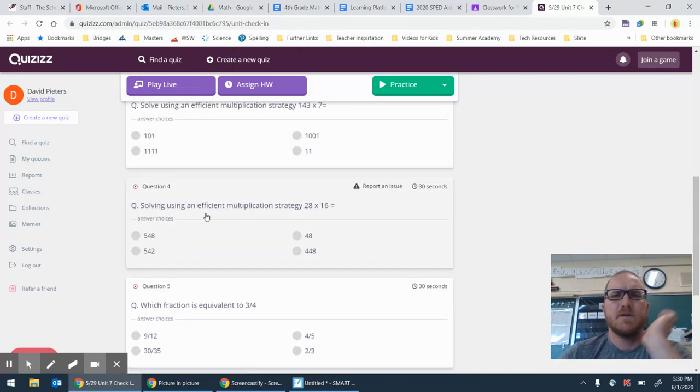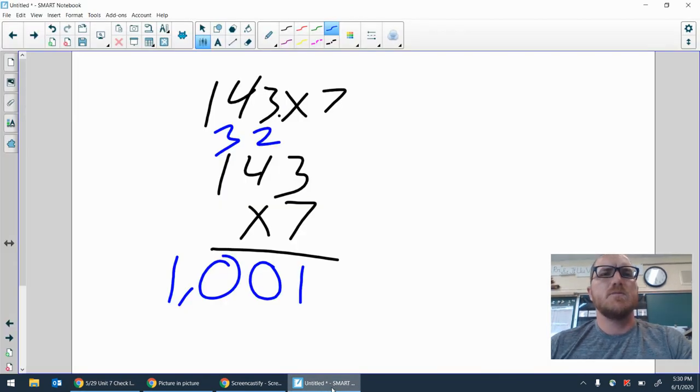Solve using an efficient multiplication strategy, 28 times 16. Once again, if we're looking at it, one that we can get rid of right away is 48. Doesn't make sense, way too small. The rest of these are somewhat close to each other, so we're going to leave them all as options for now. So 16 times 28.